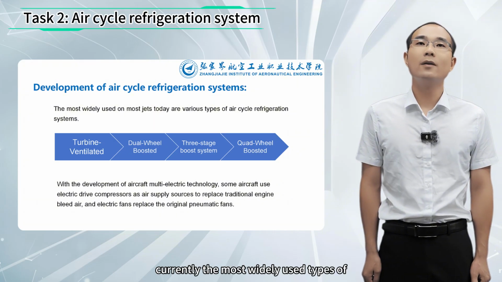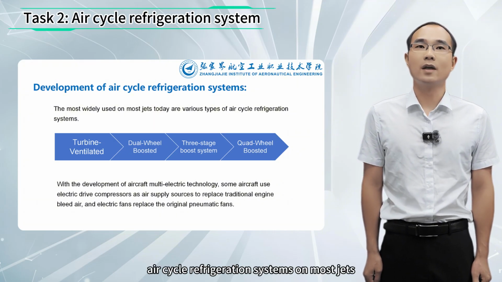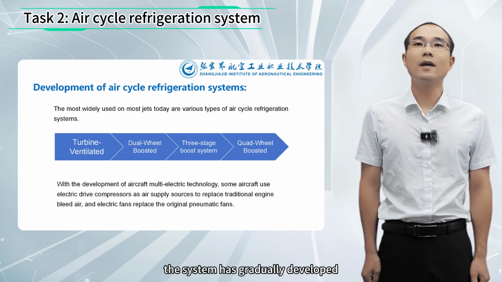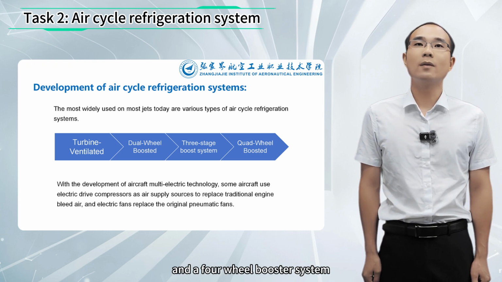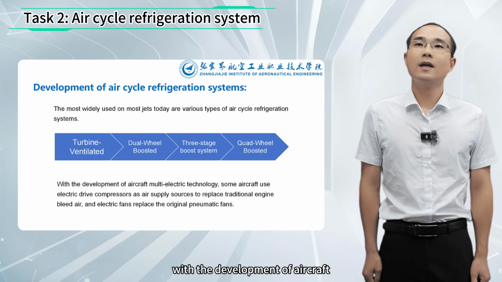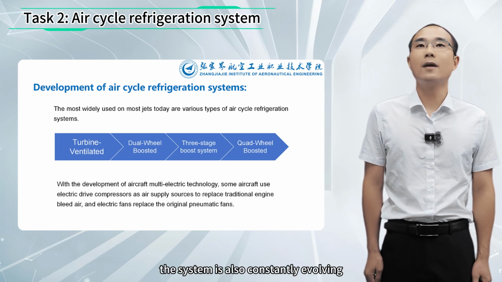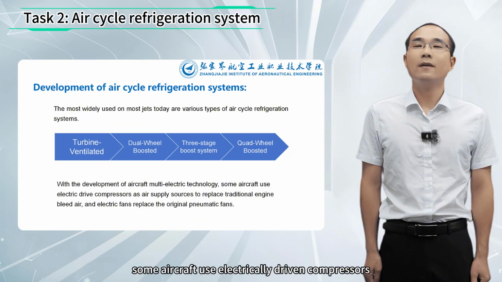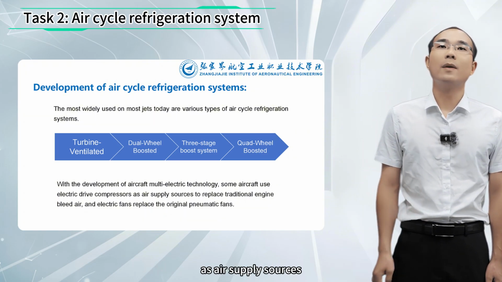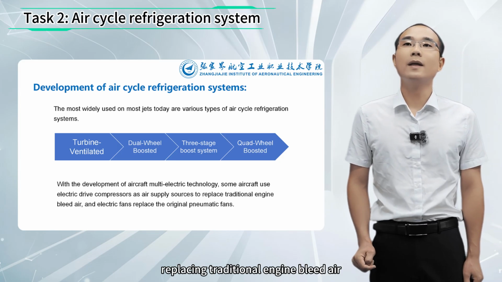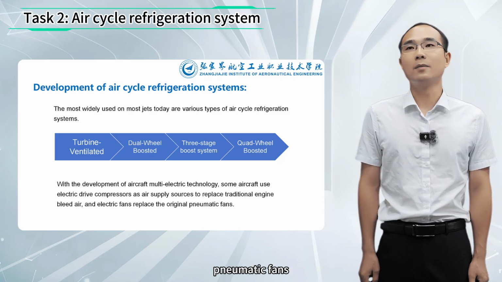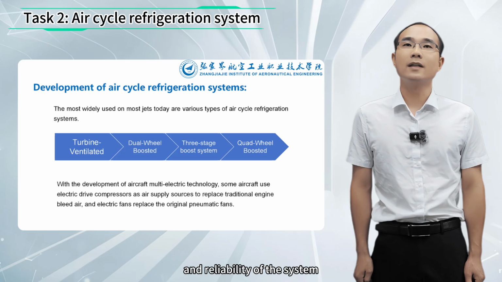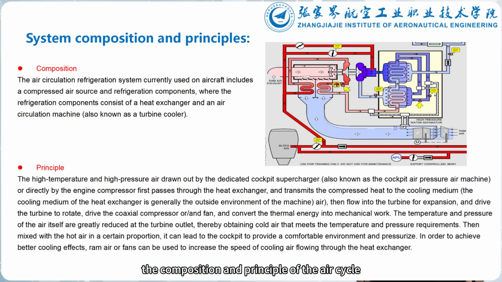Currently, this is the most widely used type of system on most jets. The system has gradually developed from the initial turbine ventilation system to a two-wheel booster system and a four-wheel booster system. With the development of aircraft multi-electric technology, the system is also constantly evolving. Some aircraft use electrically driven compressors as air supply sources, replacing traditional engine bleed air. At the same time, electric fans are used to replace the original pneumatic fans, which further improves the efficiency and reliability of the system.